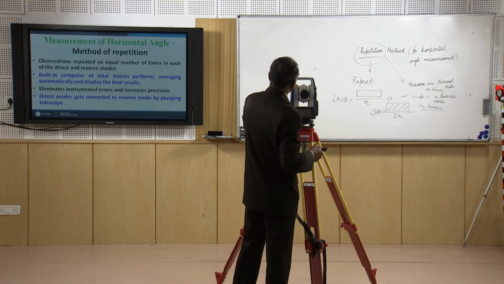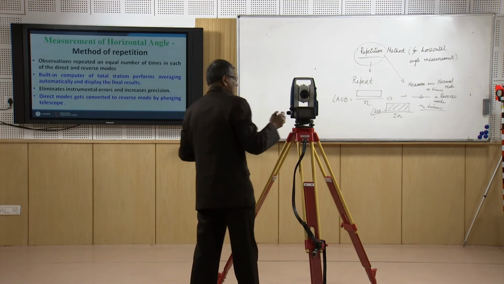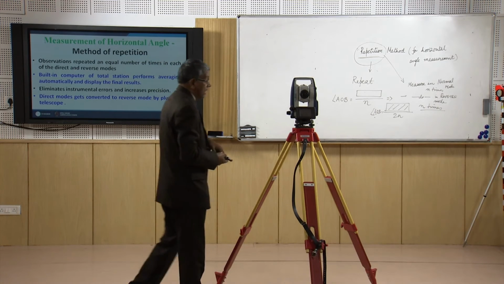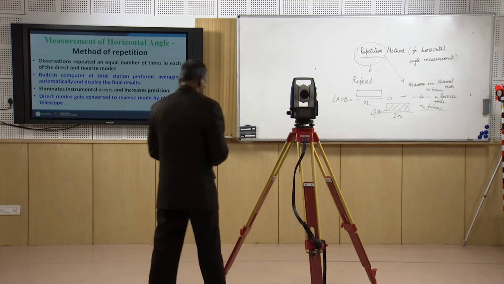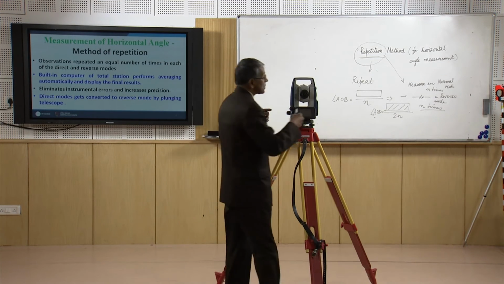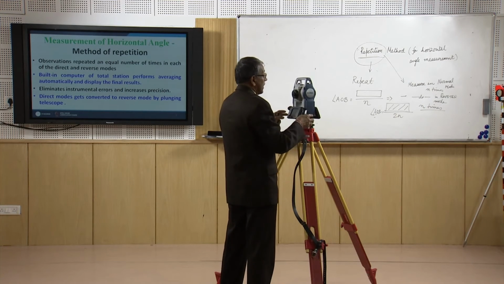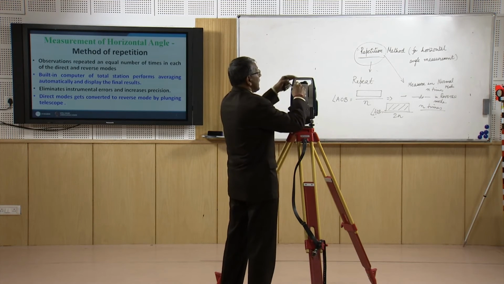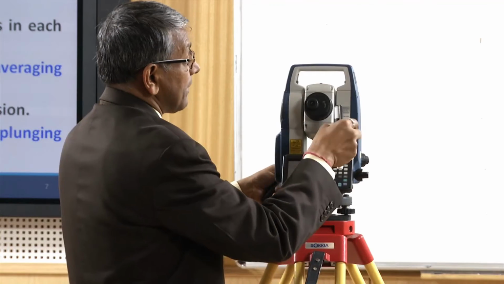So we can take the measurement also in reverse mode, and if the instrument is to be used in reverse mode, then we need to have the data collector on both sides. In this instrument we have the data collector on only one side, so it is not preferable to go for plunging or reversing here. Anyway, this is the normal mode which I am keeping.